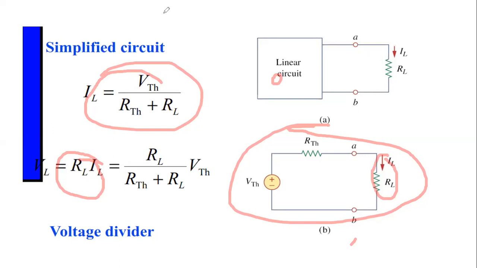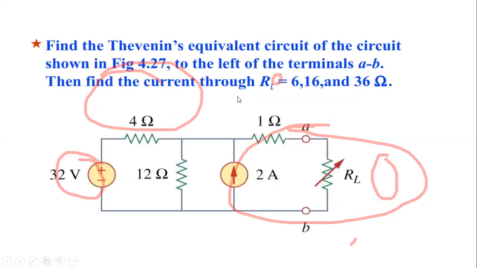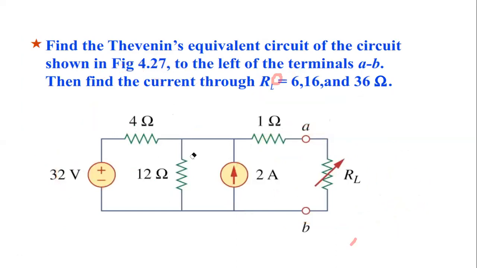Now we will see how to apply it. So you can see in this circuit, we need to find first the Thevenin's equivalent circuit of the circuit shown in this figure to the left of the terminals A and B. The terminals are very important, because that is where we have to find the Thevenin's equivalent. So AB terminals are very important, where it is given here or anywhere else.